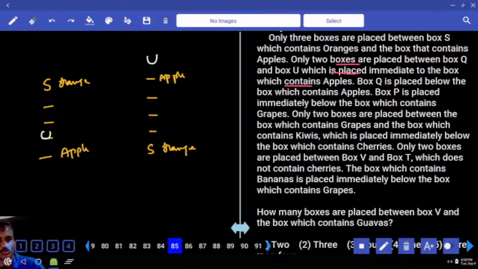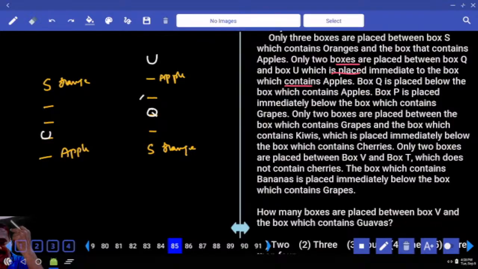Then only 2 boxes between Q and U. Now Q and U 1, 2, Q will be here. And Q cannot be before this. If you take Q at this place, then there are 2 possibilities. Q can be before, Q can be after. That is the reason we have taken U before this.